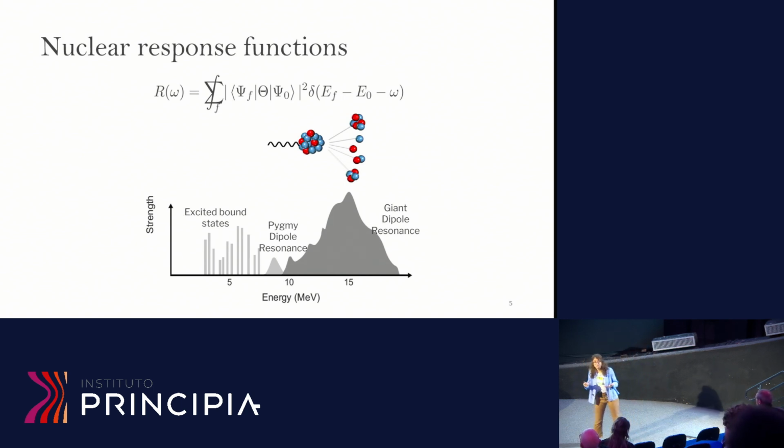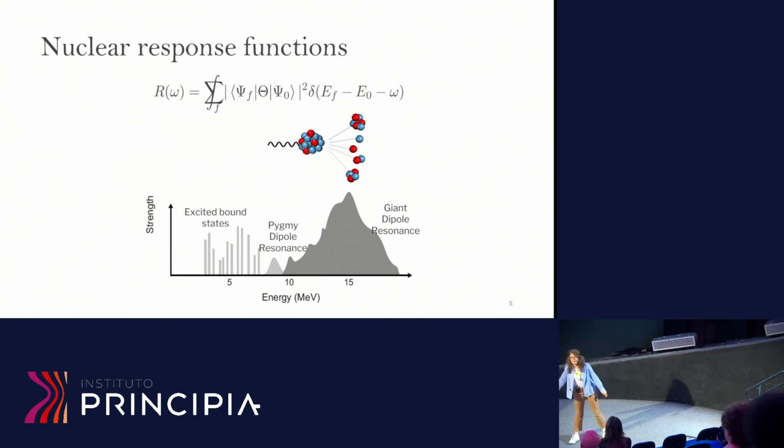So at this point, we want to have predictions of the dipole polarizability. For this, we need to calculate the response function. And to calculate the response function, we need to know the ground state properties of the nucleus, as well as all the possible final states.